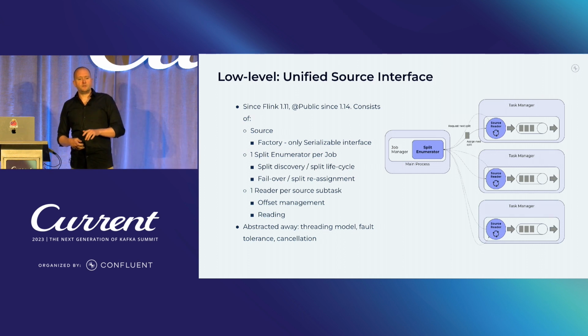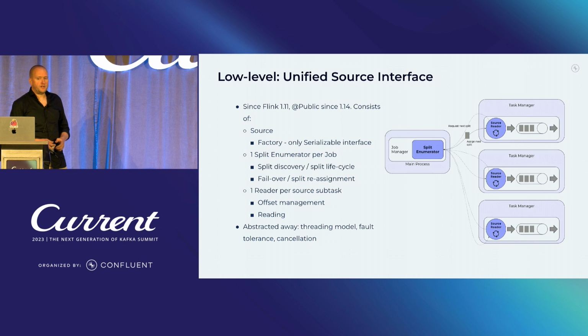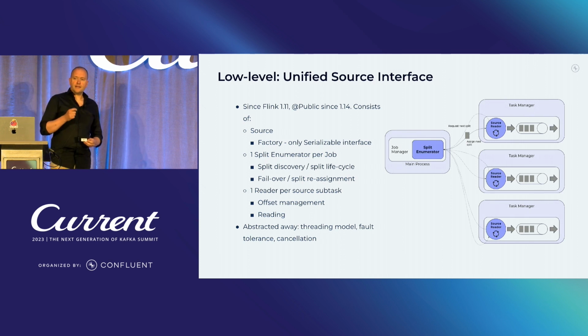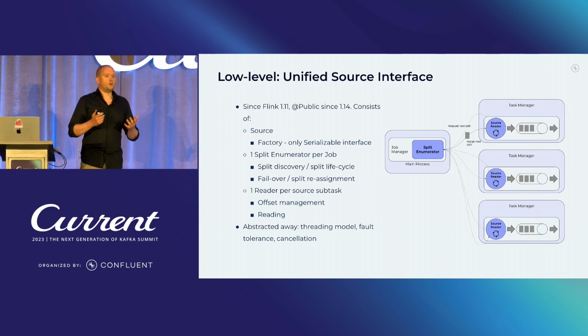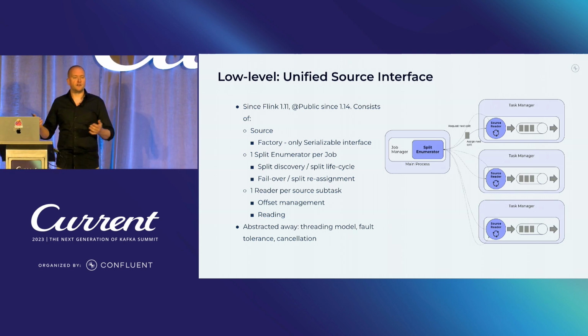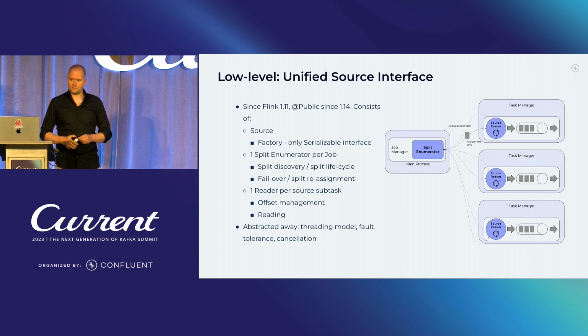So it is a compositional API. You have a source, which is basically a factory or a configuration holder, and only that interface is being serialized and shipped to the job manager and the task manager. The job manager is the central component that takes care of the orchestration of the entire Flink application, and the task managers are basically the machines that are executing the work that is being parallelized.